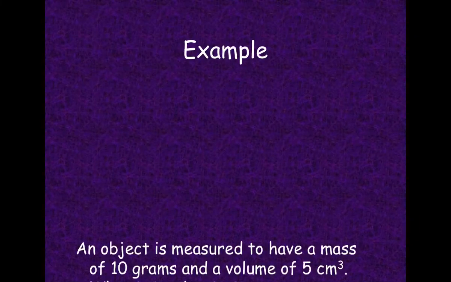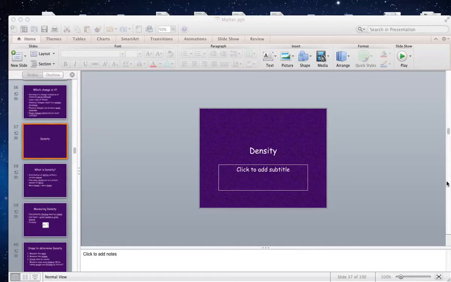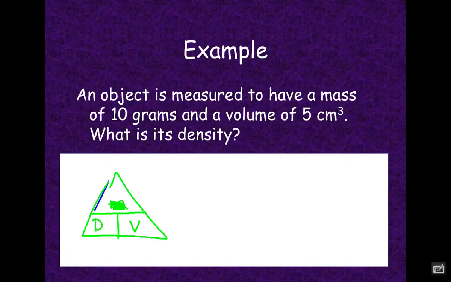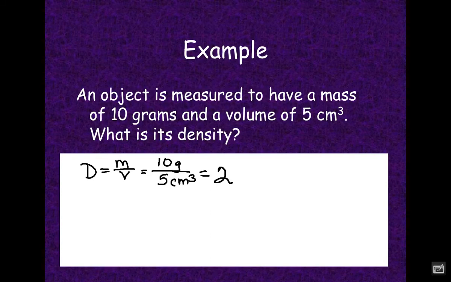All right, so let's work a fairly easy example here. An object is measured to have a mass of 10 grams and a volume of 5 cubic centimeters. What is its density? So, if we take a look here, our density formula is D equals M over V. And I plug in what I know. I know the mass, which is 10 grams. My volume is 5 cubic centimeters. When I put that into my calculator, I get 2.